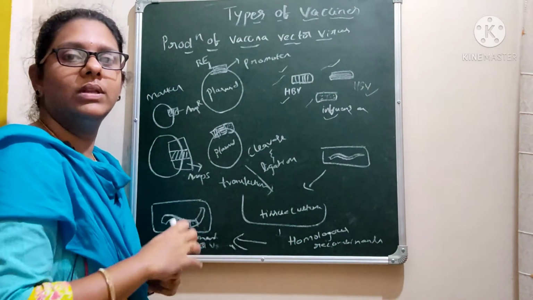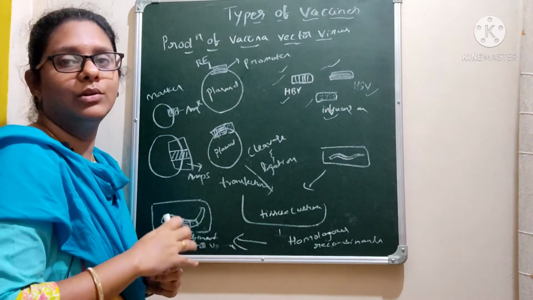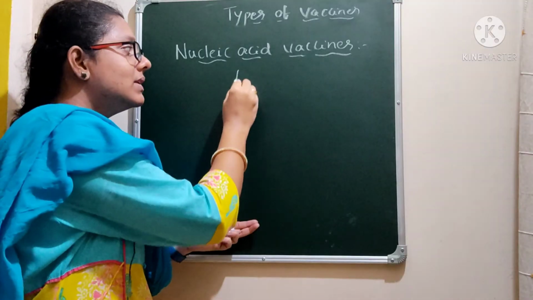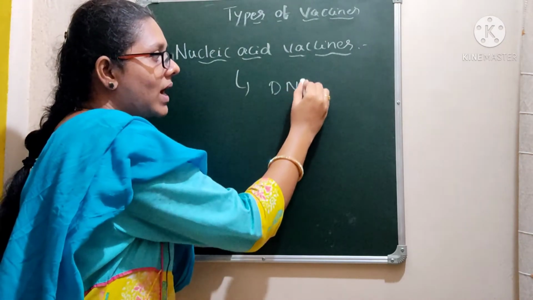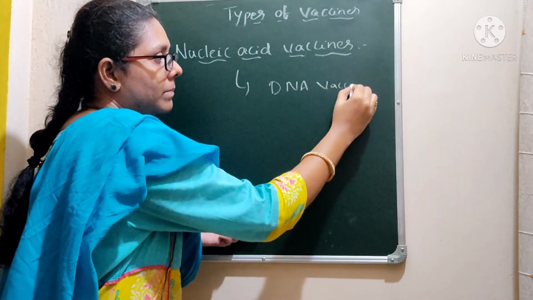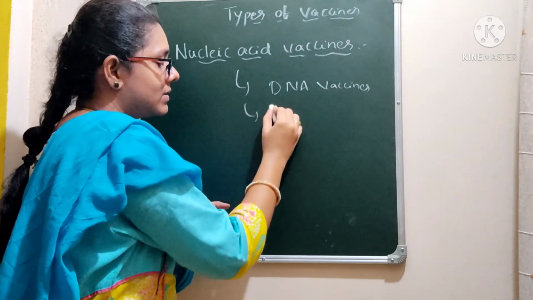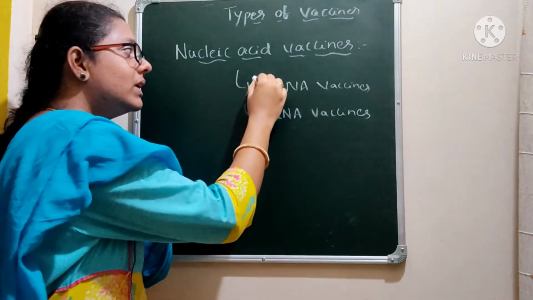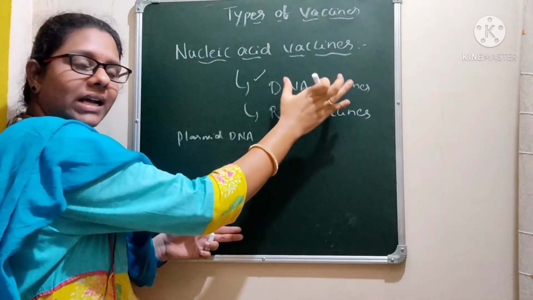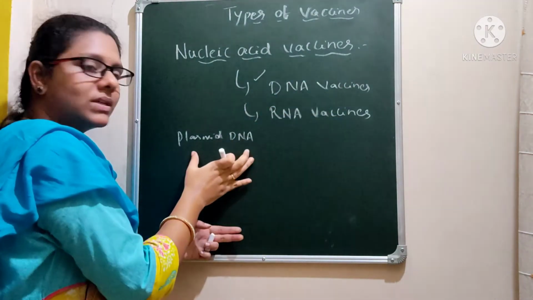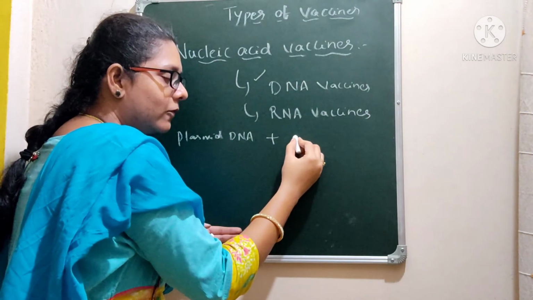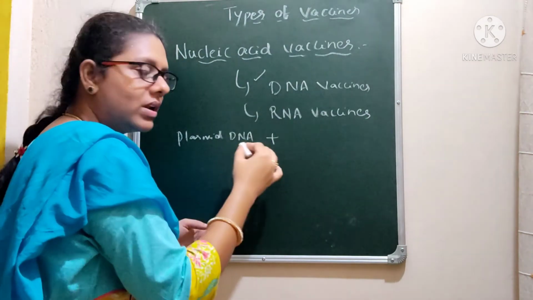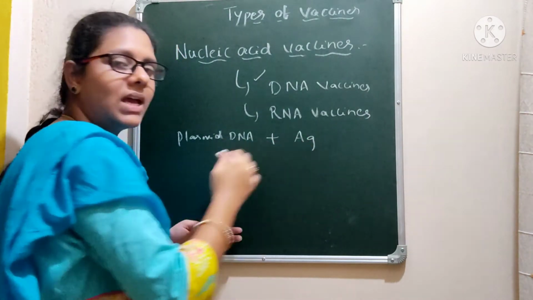Now let's look into another type of vaccines, that is nucleic acid vaccines. Under this category we have again two types of vaccines, that is DNA vaccines and RNA vaccines. Coming to the DNA vaccines, here what we actually do is we are going to use a plasmid DNA. Along with that, we are going to introduce a foreign gene that is going to express the antigen.